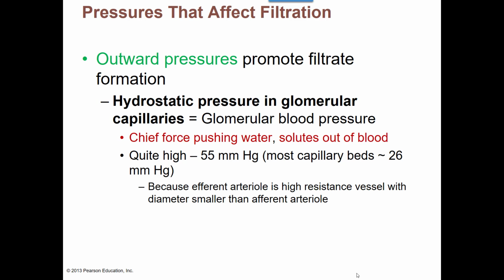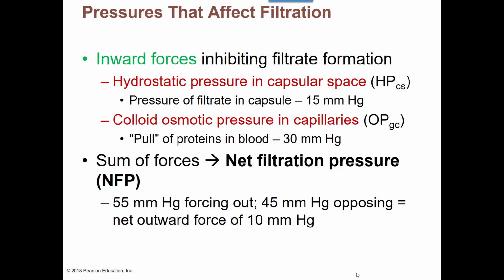Now, there are two pressures that slow or inhibit filtrate formation. The first one is hydrostatic pressure in the capsule space. So around the glomerulus, you have that Bowman's capsule or glomerular capsule, that space around there. Well, there's some fluid in there already. So you're not pushing fluid into an area where there's no fluid. Because there's already some filtrate in there, that's going to slow down more filtrate going in. It's just another pressure that's pushing backward on that glomerulus. And the pressure that pushes backward, because there's already filtrate in there, is about 15 millimeters of mercury.